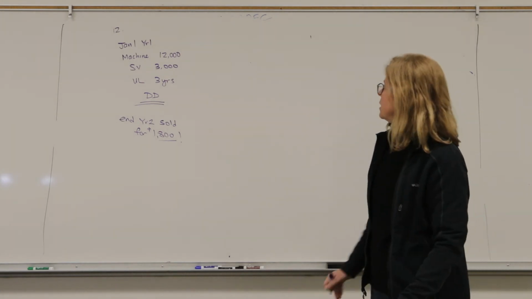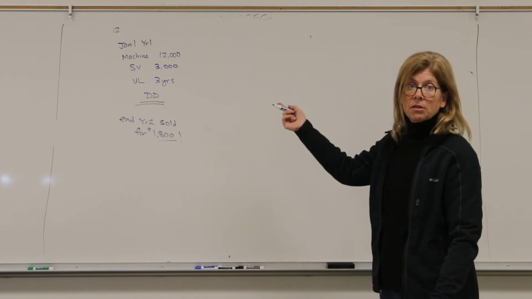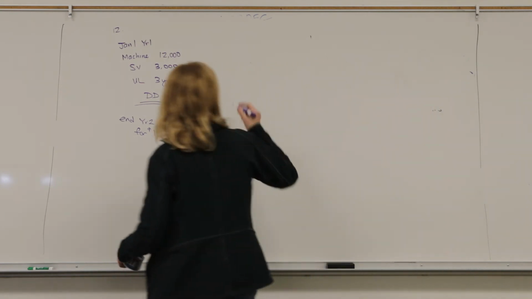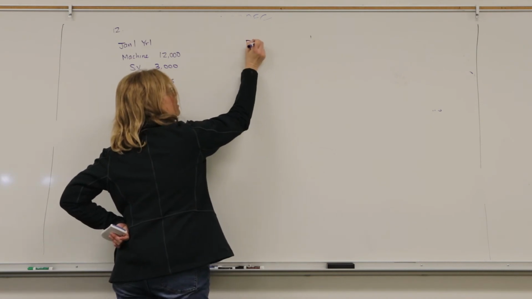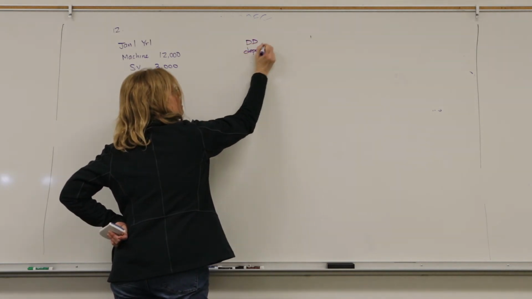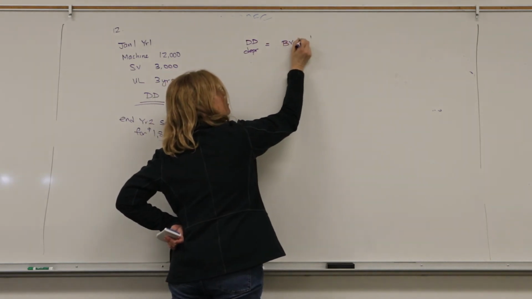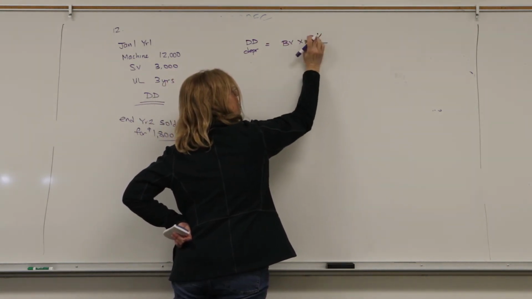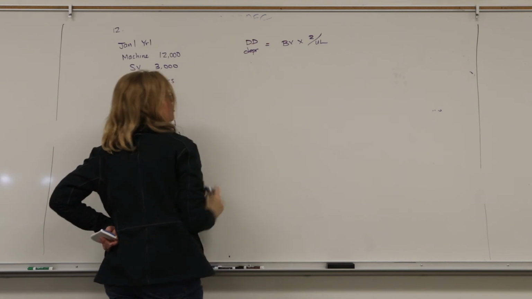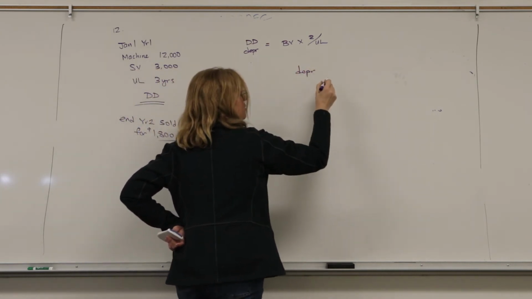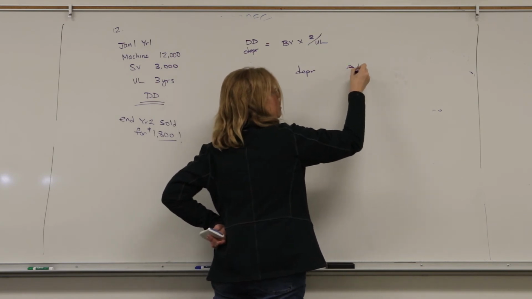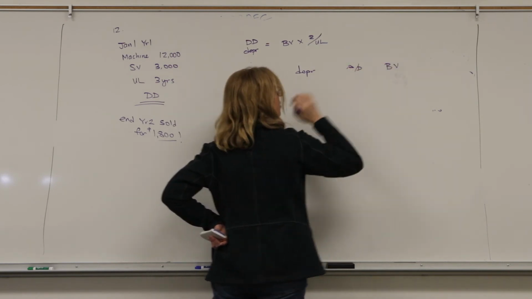So let's think about this. We kept it all year, so thank goodness I don't have to do prorated. Let's look at depreciation for double declining. We know that it is book value times 2 over useful life, the 2 being what the double in double declining stands for. So let's look at depreciation, accumulated depreciation, book value.